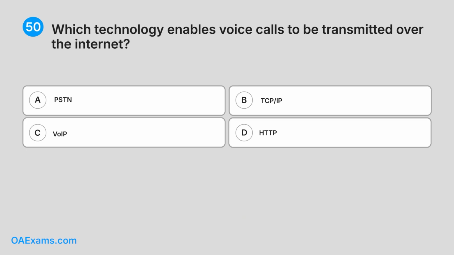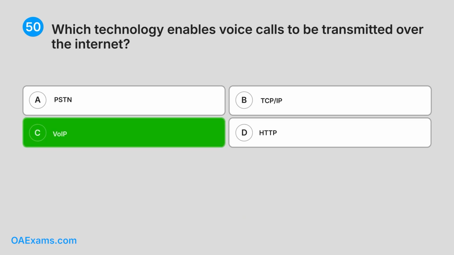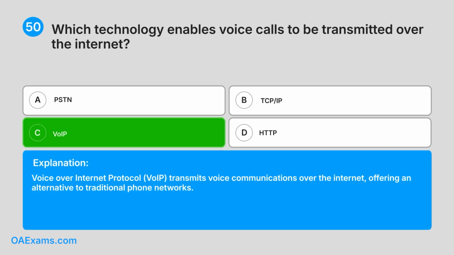Correct answer: C. VoIP. Explanation: Voice over Internet Protocol transmits voice communications over the Internet, offering an alternative to traditional phone networks.